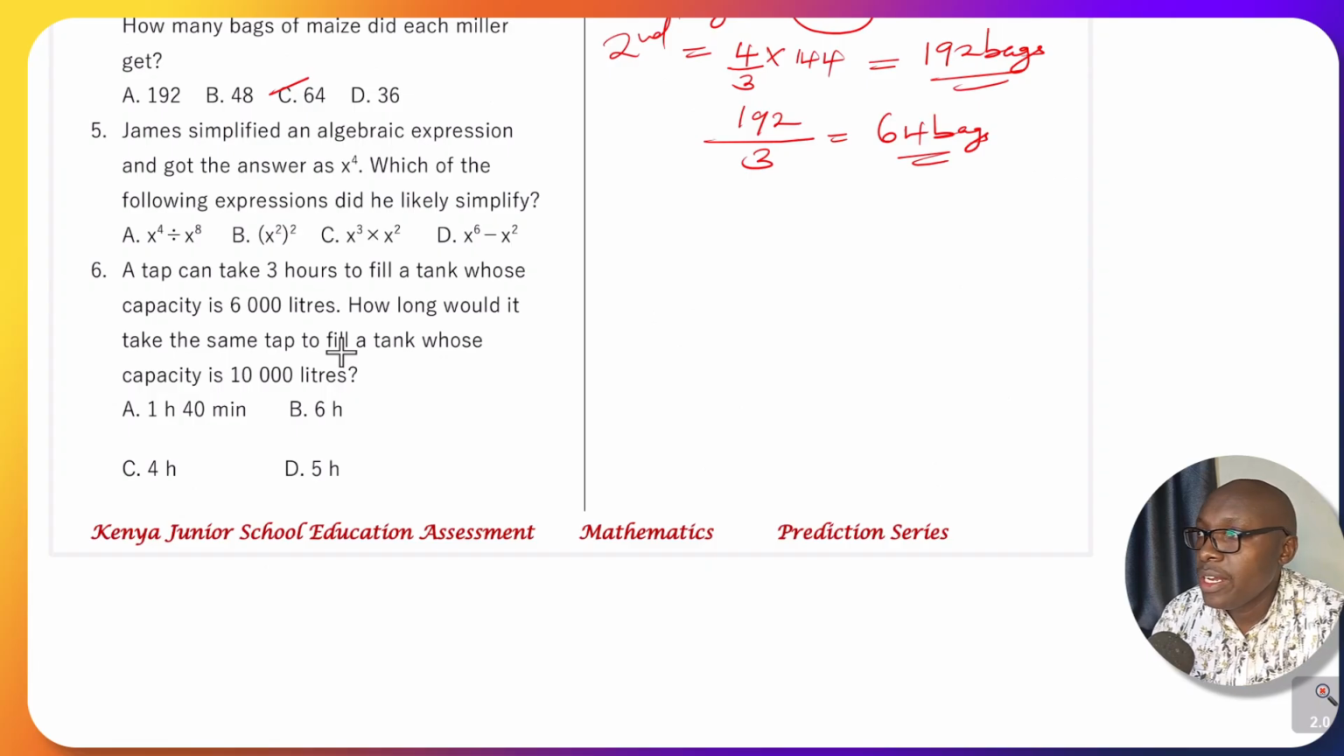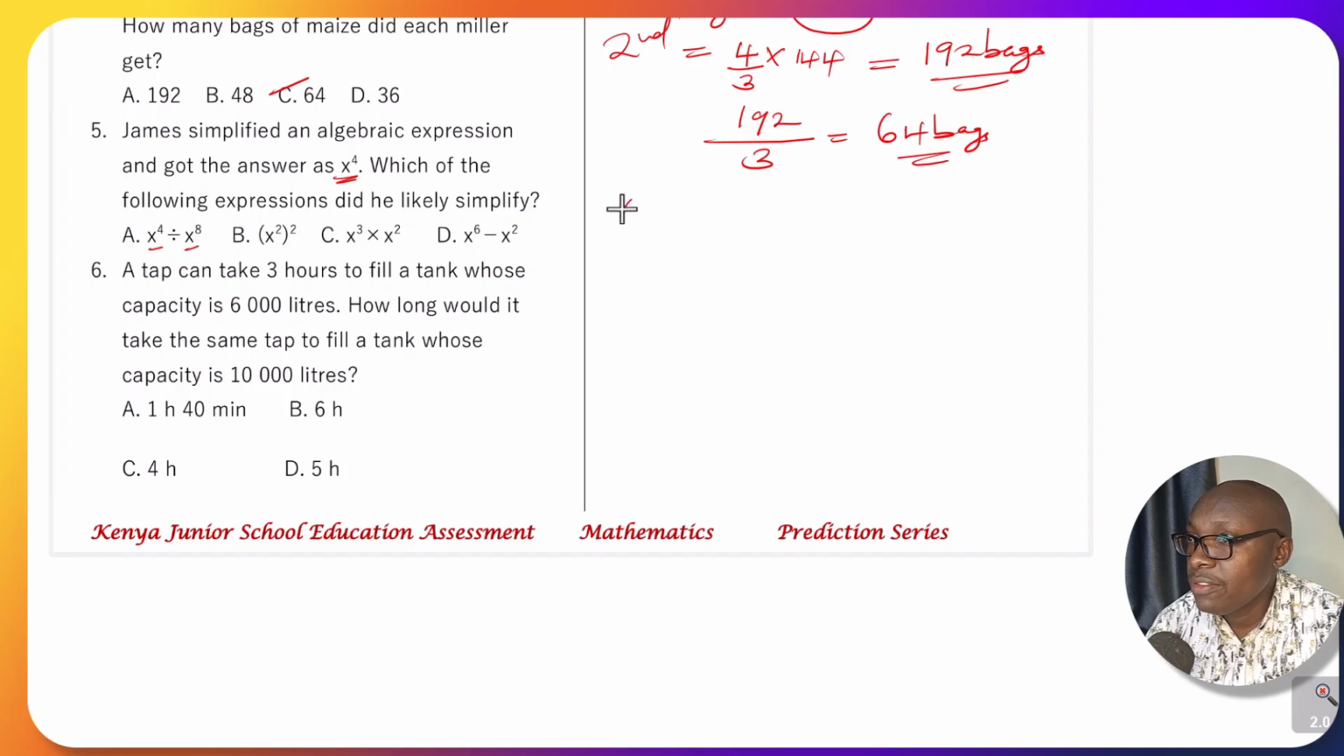James simplified an algebraic expression and got the answer as x to the power 4. Which of the following expressions did he likely simplify? So he simplified an algebraic expression and got the answer as x to the power 4. Which of these expressions did he likely simplify? For you to solve this one, you need to understand the laws of indices. Like the first one, we just test the first one, x to the power 4 divided by x to the power 8. The law of indices: when you are dividing and the bases are the same, you can see the base x is the same, so we subtract the powers.